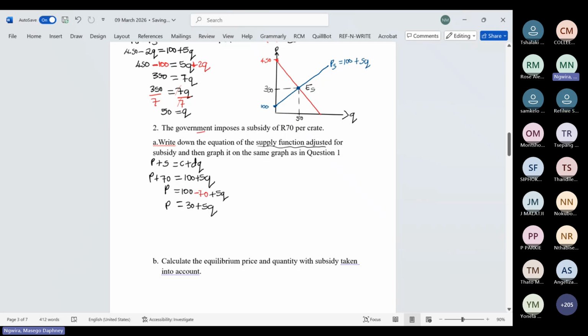Yes, so it's a plus. All right, so that's it. Then you take this into your graph. This one has to start at 30, so you just put it there on your graph.